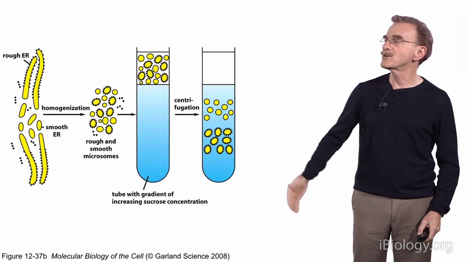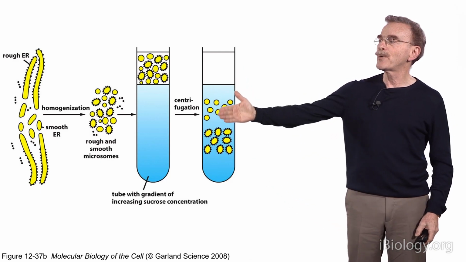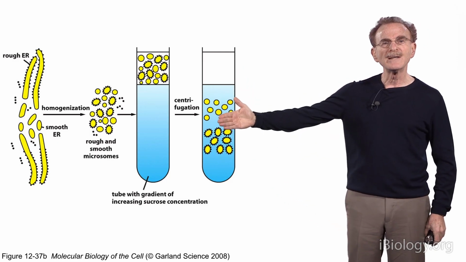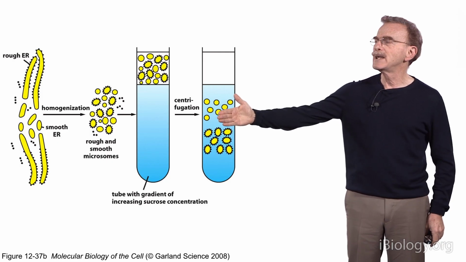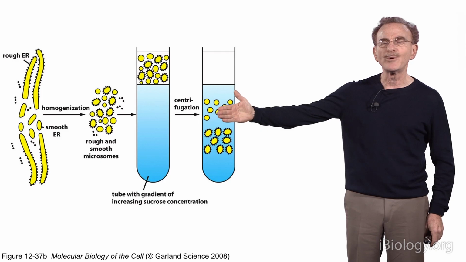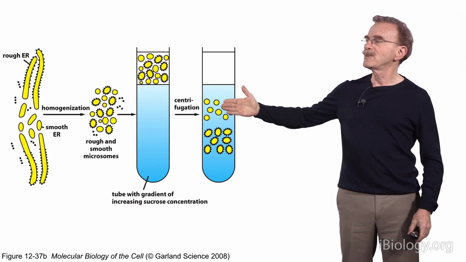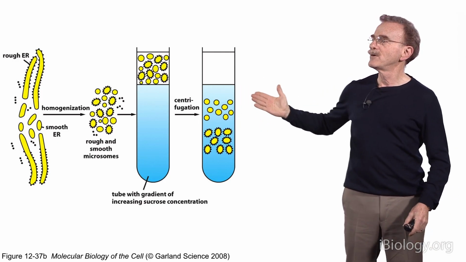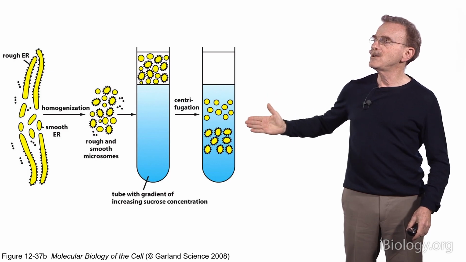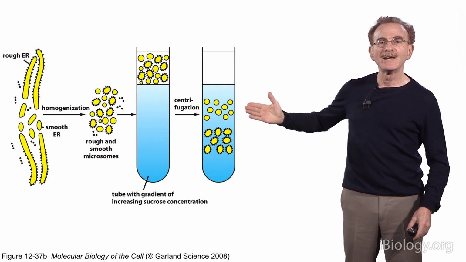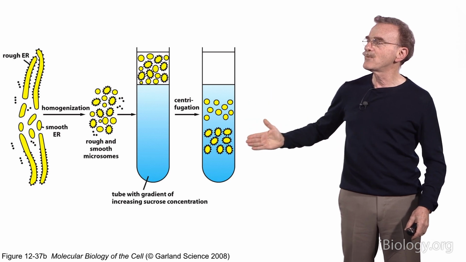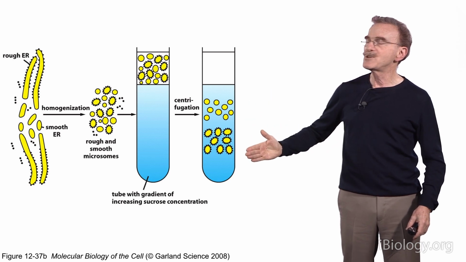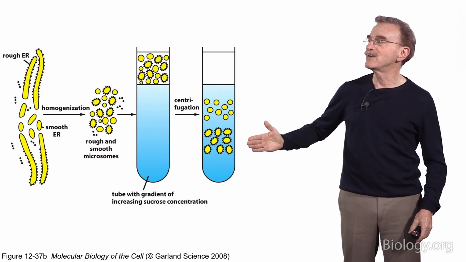And this is a procedure where membranes are separated according not to their size, but to their buoyant density. The membranes have distinctive buoyant density. Membranes that are free of ribosomes tend to be more buoyant, less dense, and they can be separated from membranes that retain ribosomes, which have a higher buoyant density.